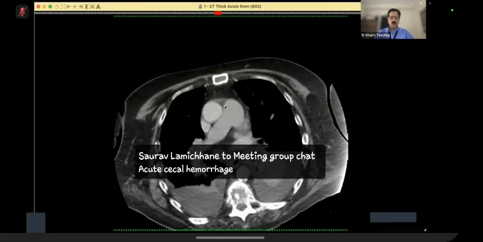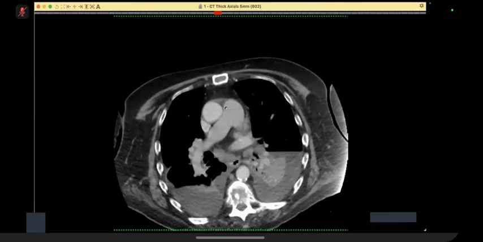73-year-old. Over to you. This is the contrast enhanced phase in the soft tissue window of the chest of a 73-year-old patient who suffered a trauma at home. I'm trying to scroll.